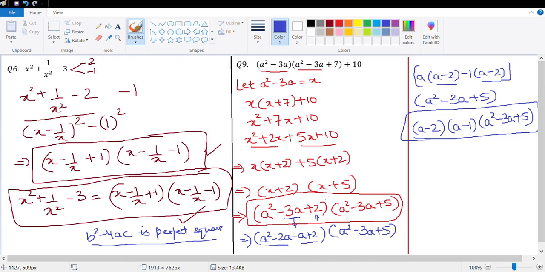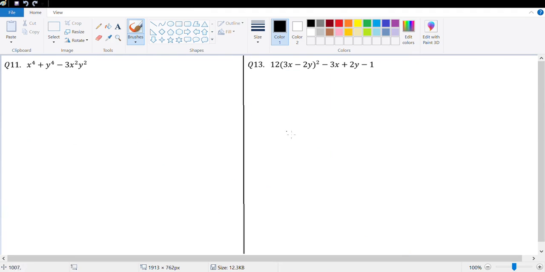I hope you realize that you should always check, whenever you end up with a quadratic in the answer, if that quadratic can be further factorized. Let's look at the next homework question, which was question number 11. It says x to the power 4 plus y to the power 4 minus 3x square y square.